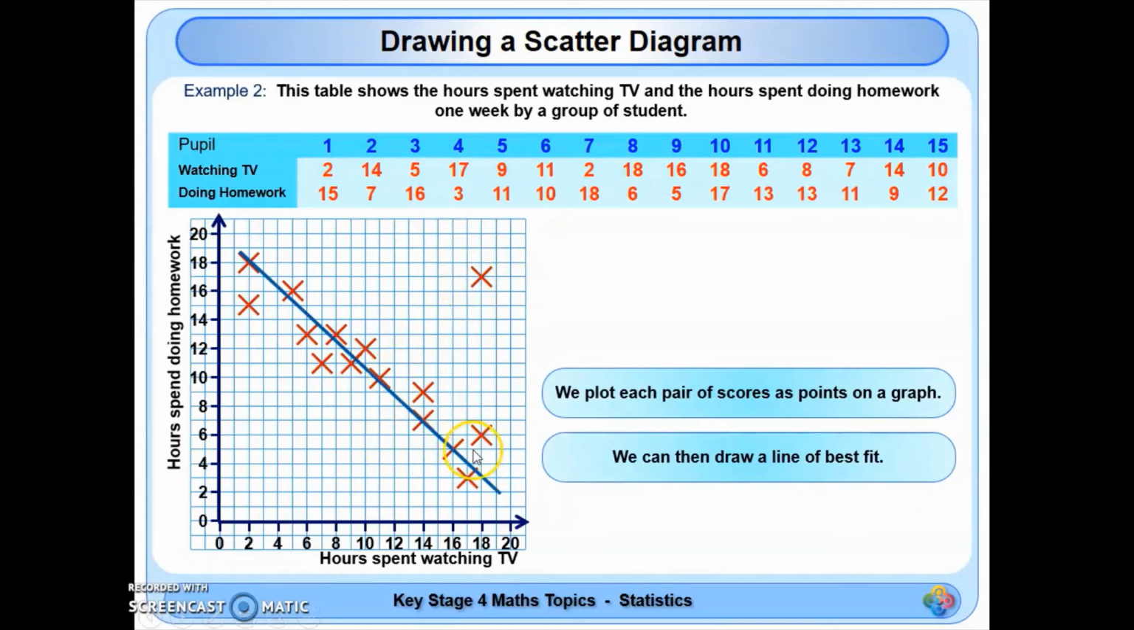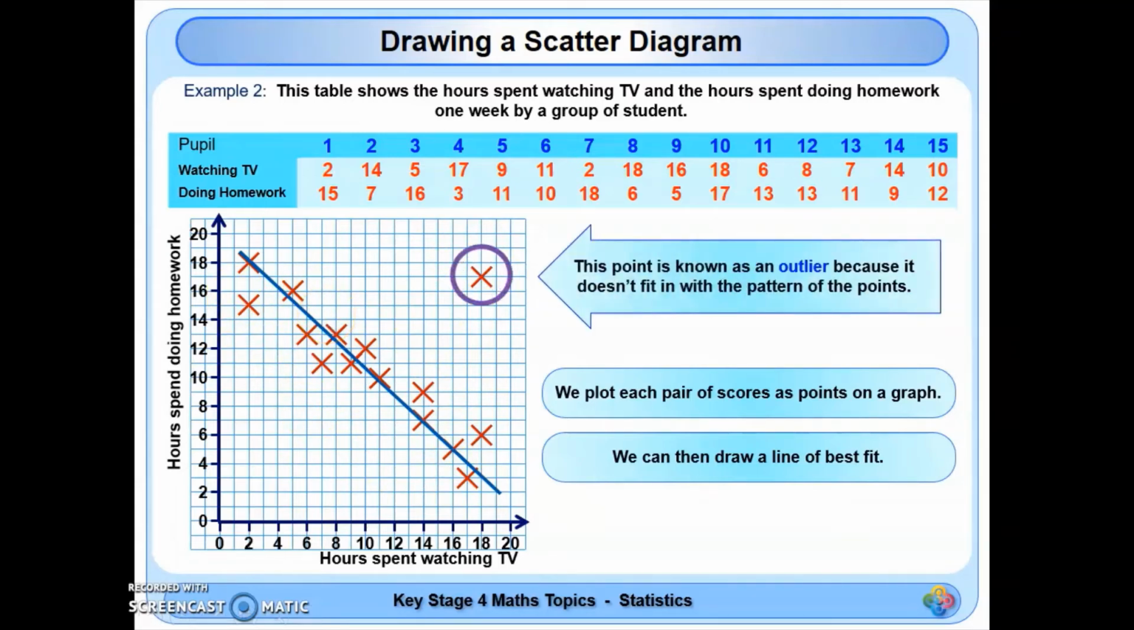My line of best fit shows a negative correlation. The line of best fit goes through the trend pointing downwards, a negative correlation. And again, we ignore the outlier over here and we focus on the trend of the data. This point is known as an outlier because it does not fit the pattern. So we do not include it in our line of best fit. And as I mentioned, this scatter diagram shows a negative correlation because the trend is pointing down.